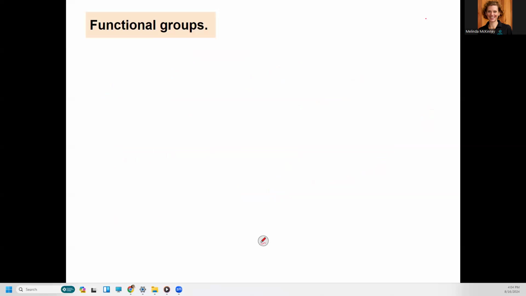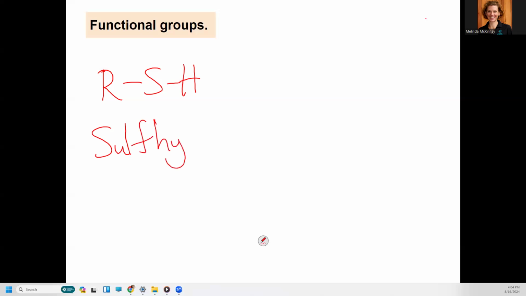We're going to move on to the next one, which is called sulfhydryl. So sulfhydryl, got an R group, and it's a sulfur and a hydrogen. Sulfhydryl. Okay. So sulfhydryl.